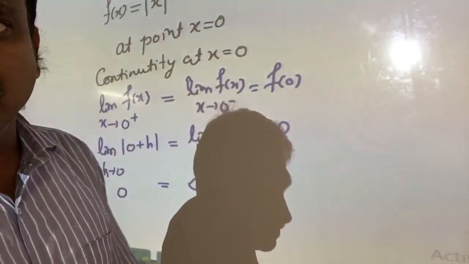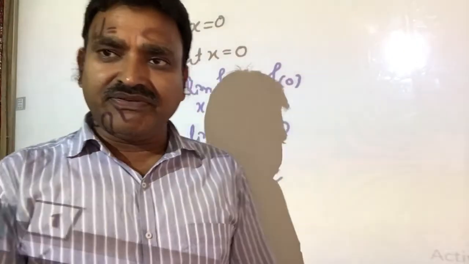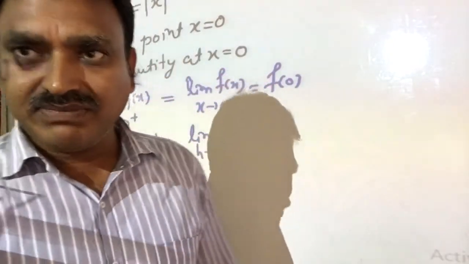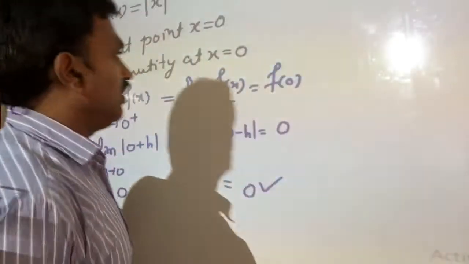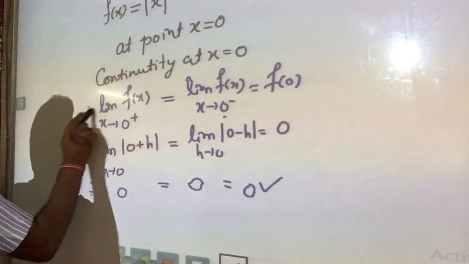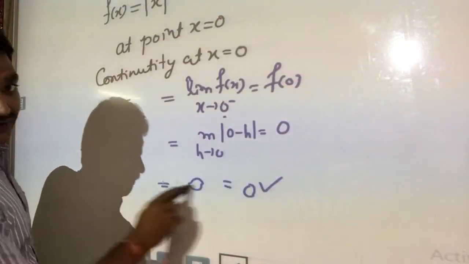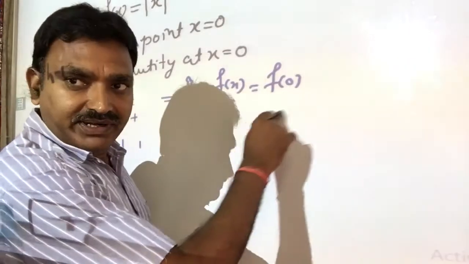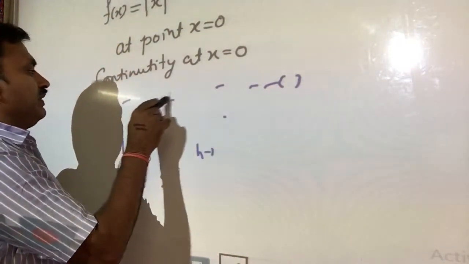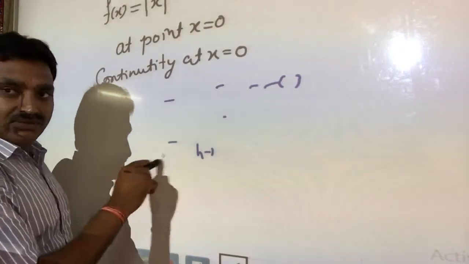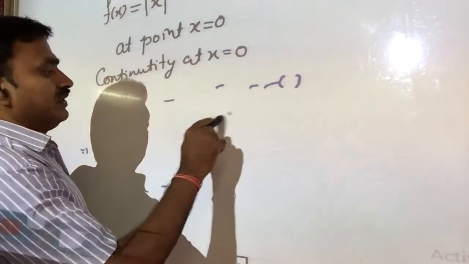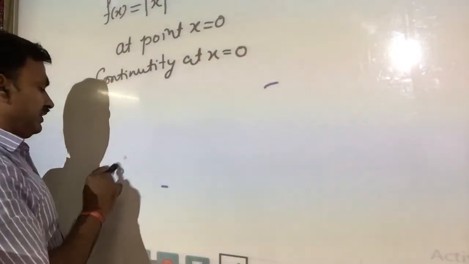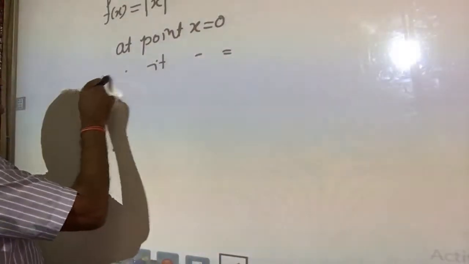Now again we will check for the same function whether it is differentiable at x equal to 0. We will see the definition. For differentiability of any function, the right hand derivative of the function at that point and the left hand derivative of the function at that point should be equal. And if these values are not equal, then the function is not differentiable. So students, first you write this continuity part, and now we'll check the differentiability.